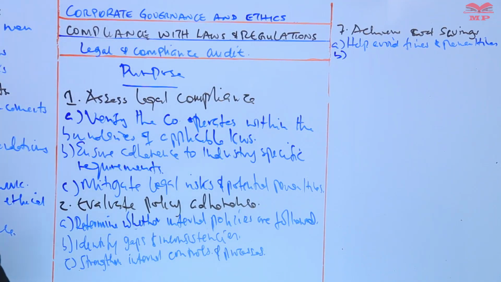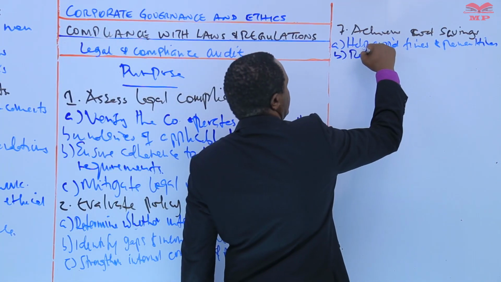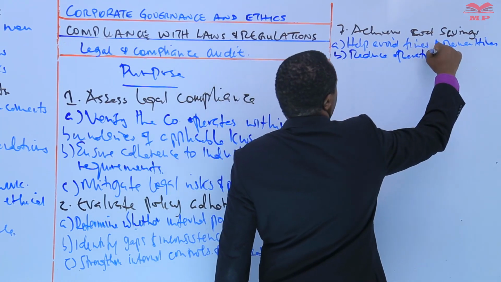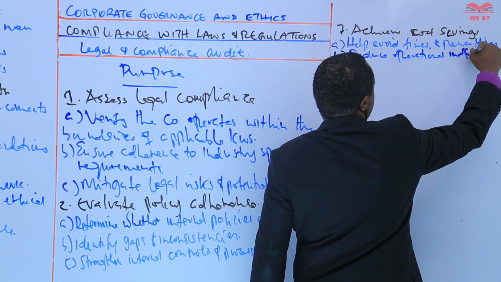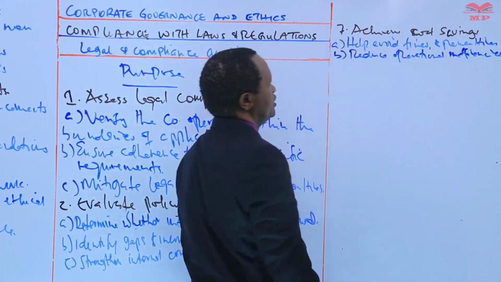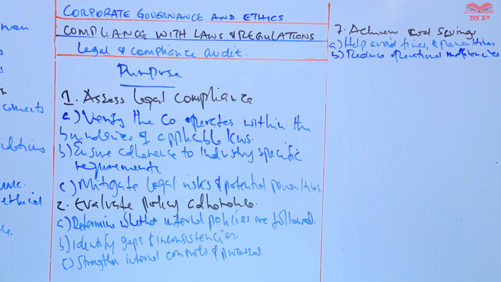Another way of achieving cost savings is by reducing operational inefficiencies. It can help reduce operational inefficiencies that are caused by non-compliance.